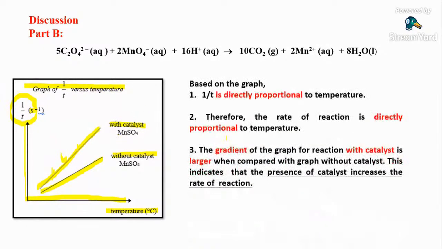So based on this graph, we can conclude that 1 over T is directly proportional to temperature. Therefore, the rate of reaction is directly proportional to temperature. Why do we know this is rate? Because there is a question in the exercise. So what is 1 over T? 1 over T is the rate of reaction. The gradient of the graph for reaction with catalyst is larger compared with the graph without catalyst. Why? Because it indicates that the presence of catalyst increases the rate of reaction. Why can a catalyst increase the rate of reaction? This is another question in your exercise.